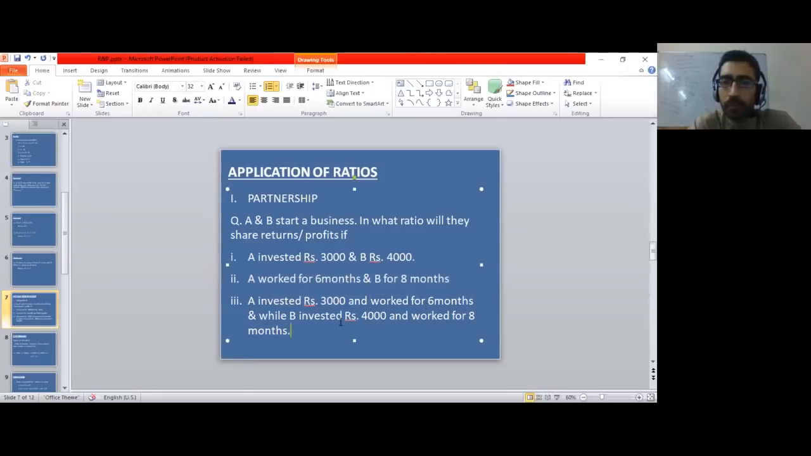Question 3. A invests 3,000 and works for 6 months. B invests 4,000 and works for 8 months. In what ratio will they share profits?